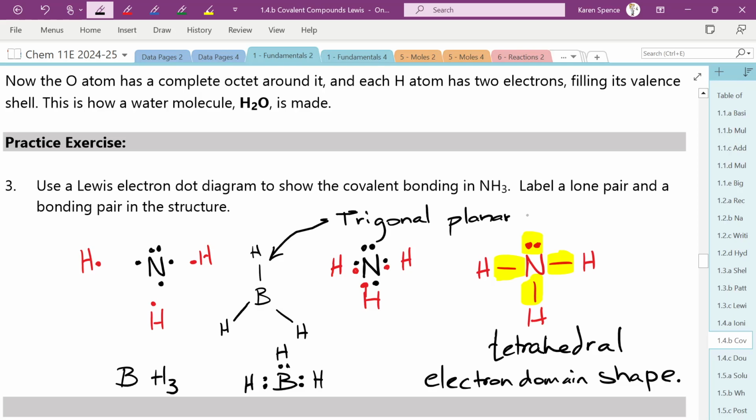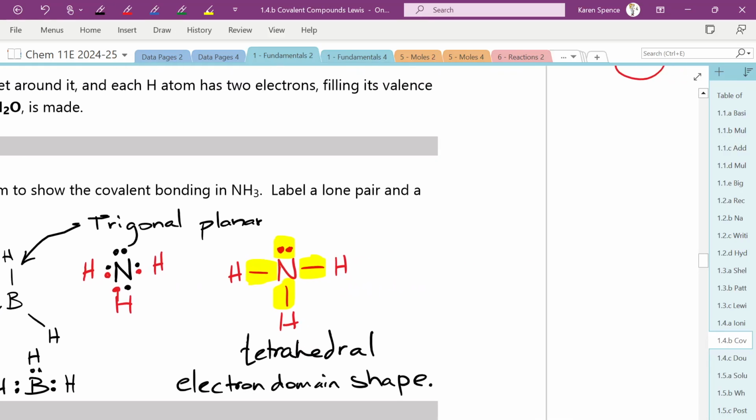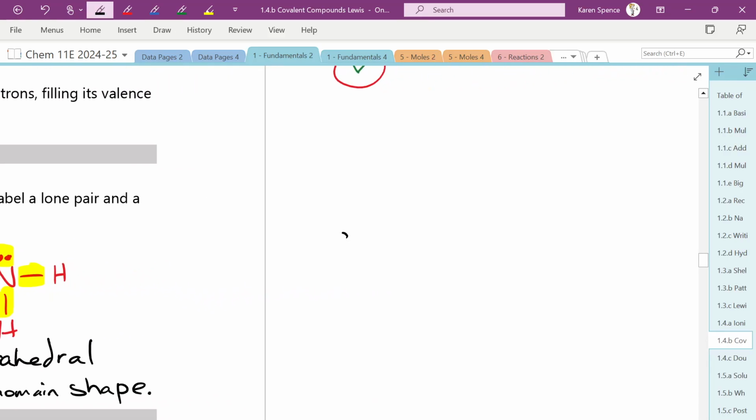Okay, and you can end up with a trigonal planar molecule even without a weird little guy like boron. You can have it if you have a double bond, right? So let's say you have, for example, CO3 2-, and I'm going to show you very quickly how we're going to do Lewis structures when we get to chapter 12.